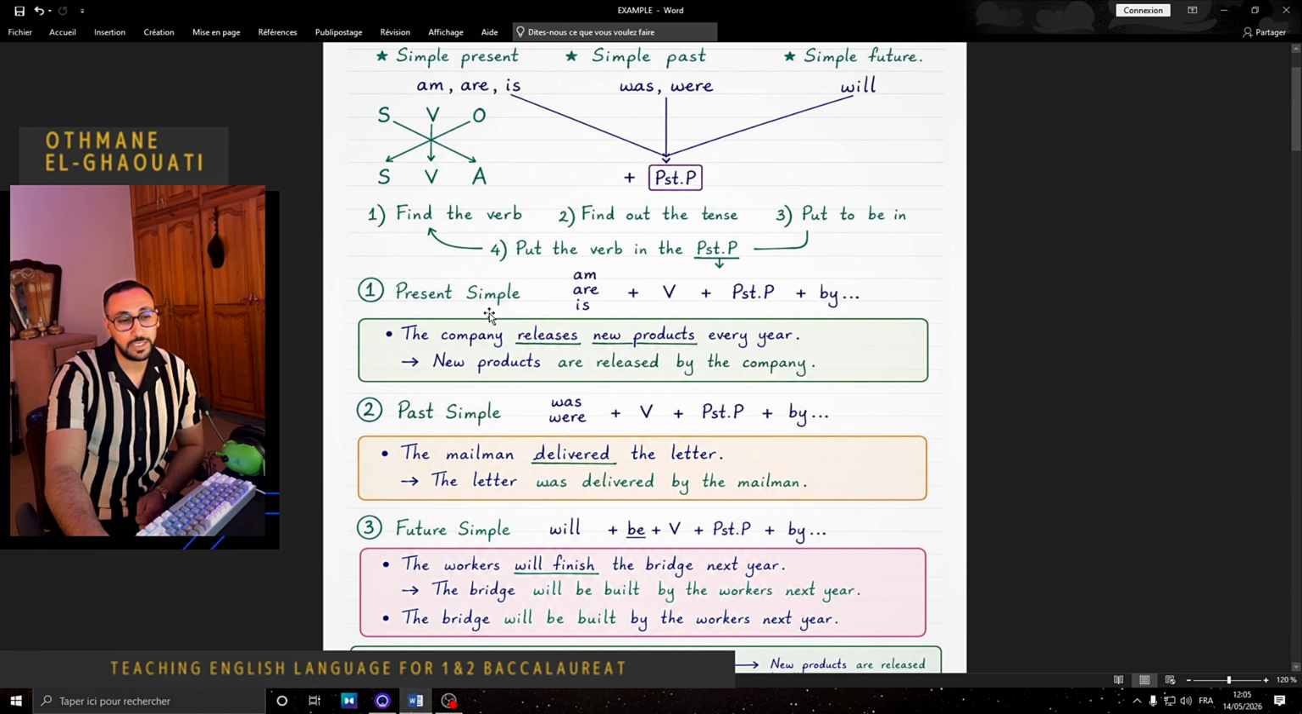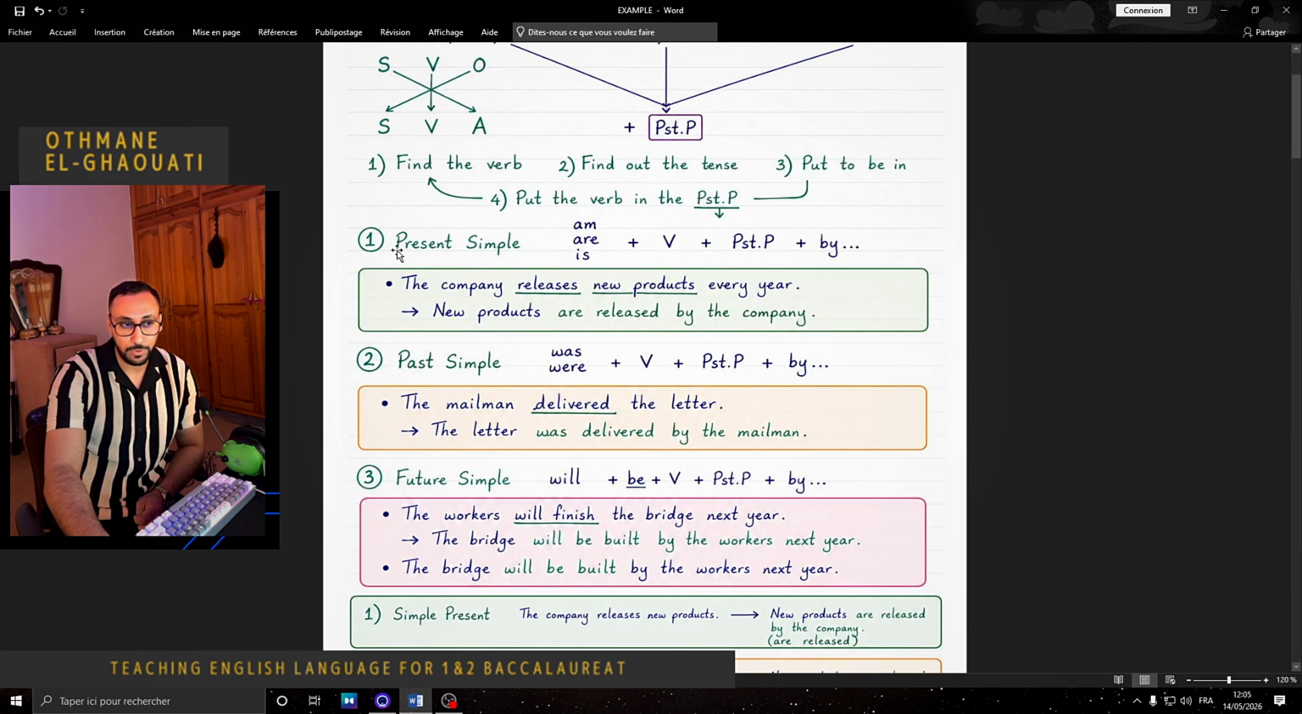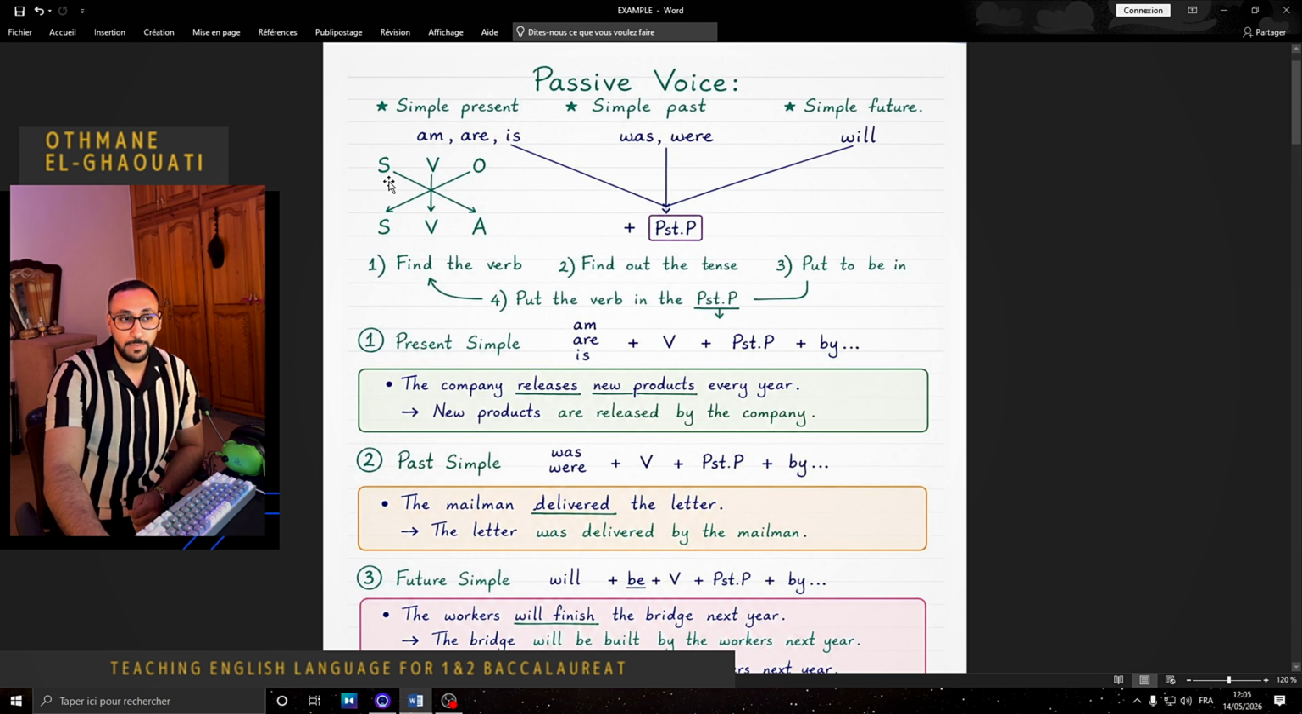Alright, so the first example is the present simple. The first thing that you have to know is the to be of the present simple, which is am, are, and is. These auxiliaries must be followed by a verb, and that verb must be in the past participle. Then comes the last part, which is the agent: we add by, and the agent is always the subject, as we mentioned before.